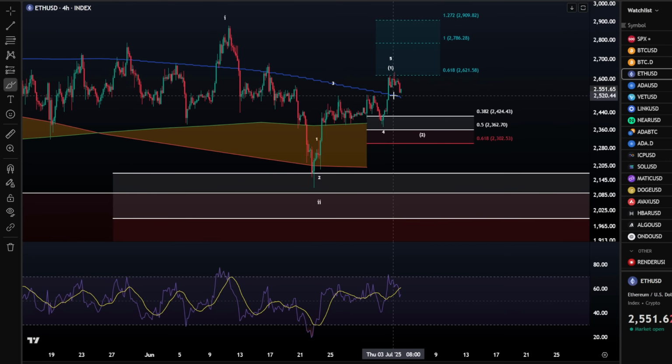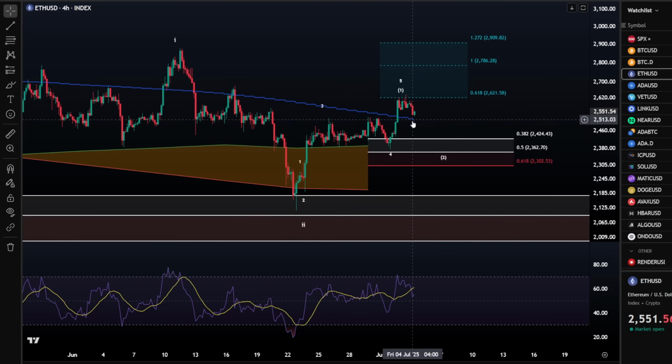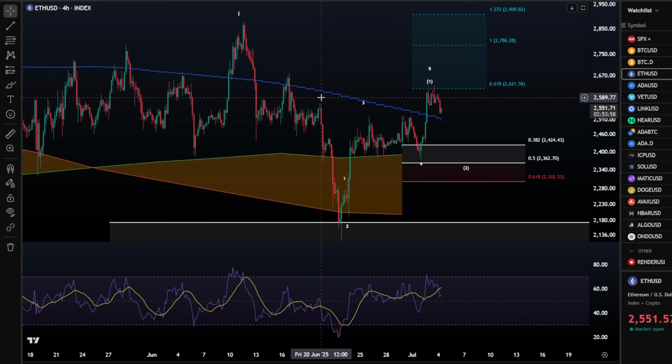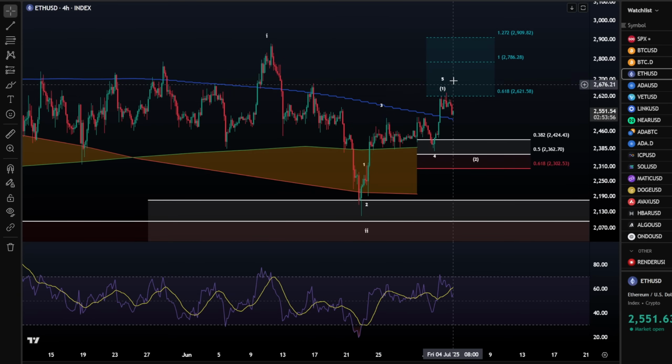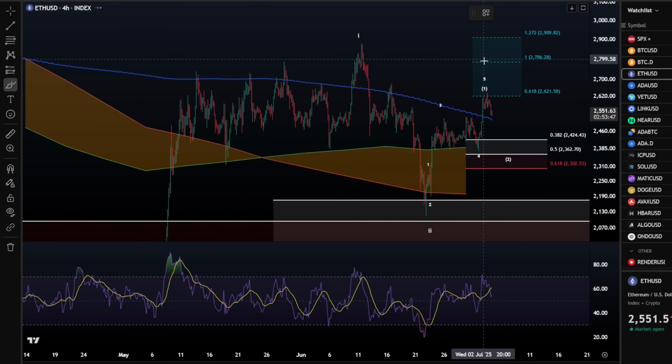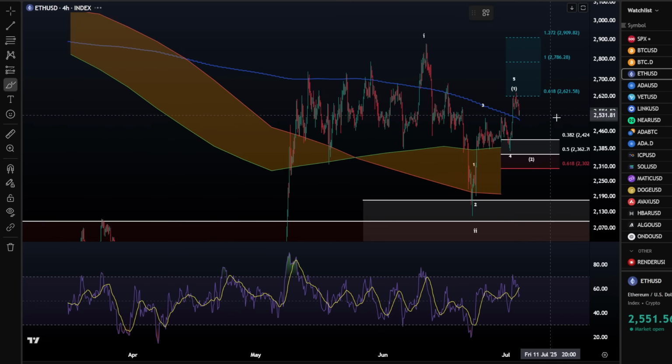So it could be complete, but this could also be some kind of A, B, C structure, and maybe we'll go higher. And keep in mind, right now we are about to test the 200-day moving average over here. So if we get a bounce right now, it could be a good sign, and we could always overextend the fifth wave. If we do, the next targets are $2,786 and $2,900, but it should not really overextend much more than that.